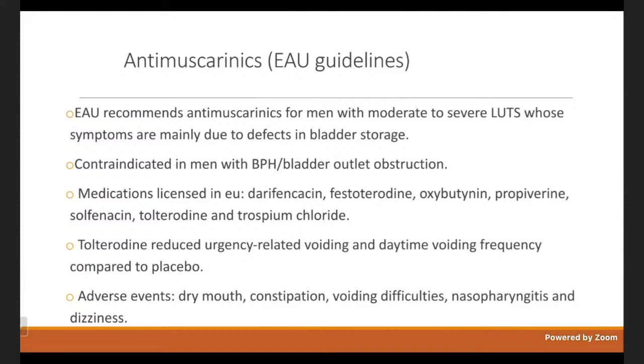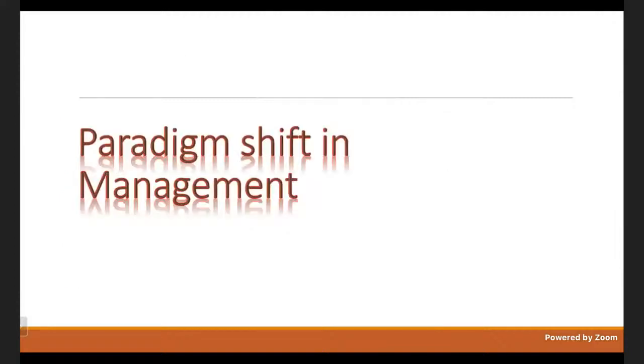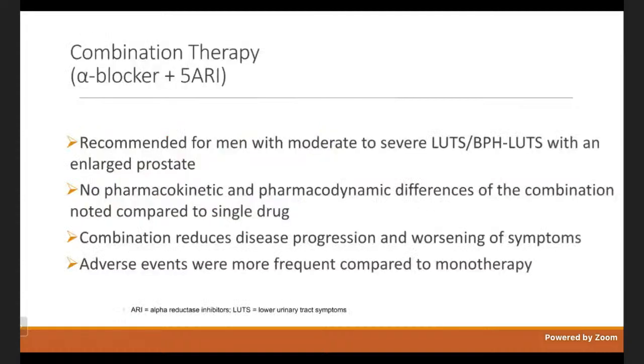whereas it is contraindicated in men with bladder outlet obstruction. How do you know? If the patient has a very high residual urine, then it's better not to use antimuscarinic agents in those patients. Various antimuscarinic agents have been used, like darifenacin, tolterodine, solifenacin, and trospium chloride. Commonly used drugs are tolterodine and solifenacin. The adverse effects are dry mouth, constipation, and dizziness, which need to be explained to the patients.